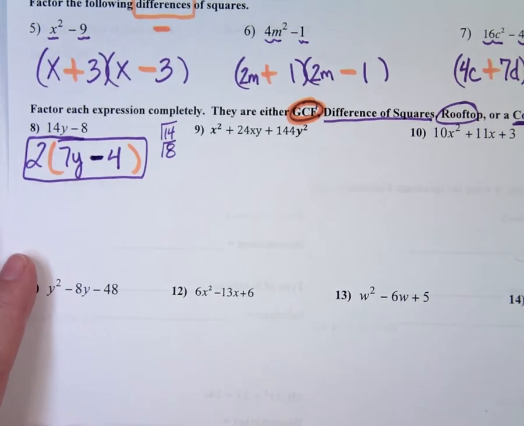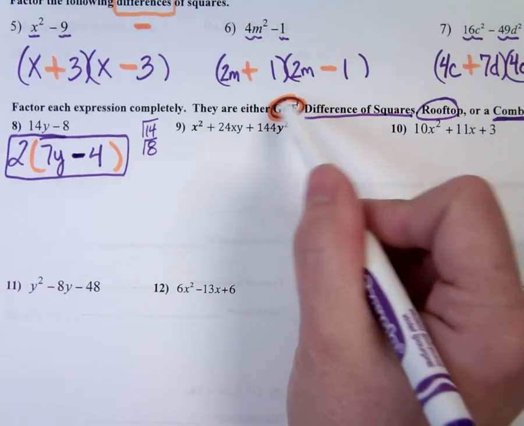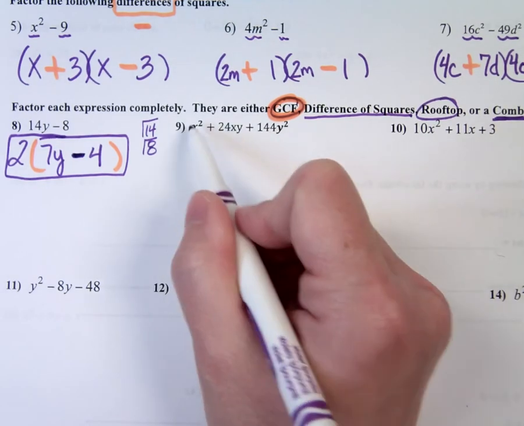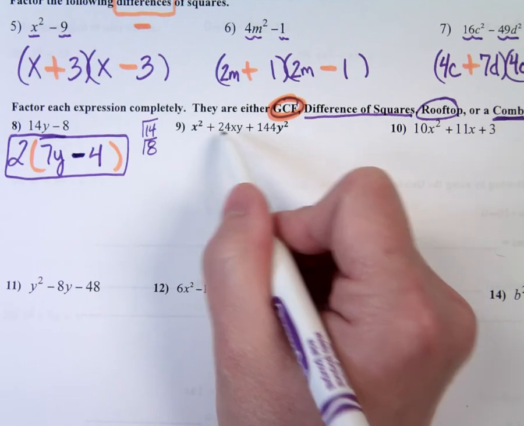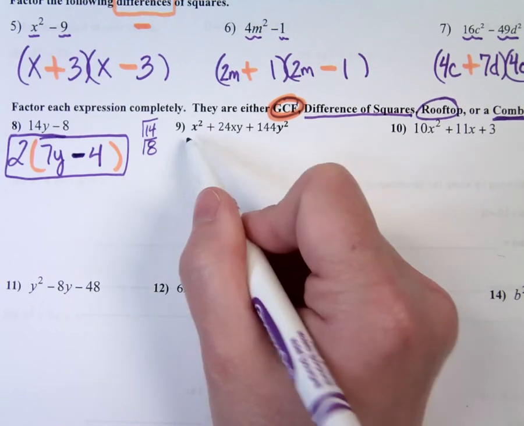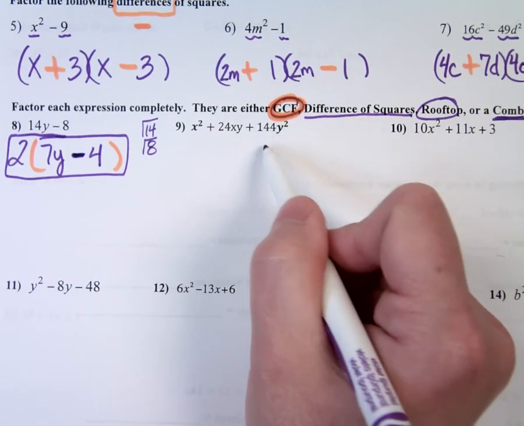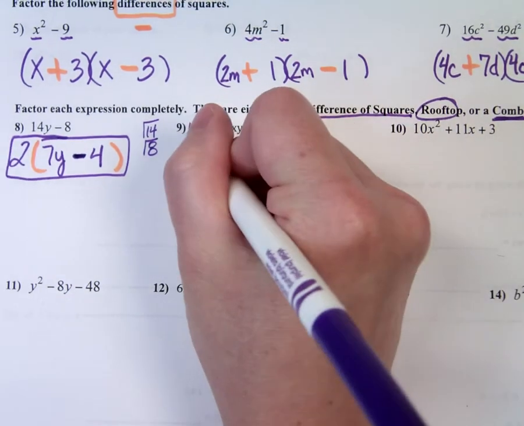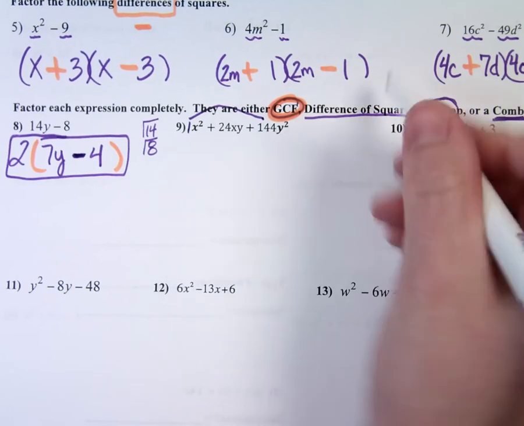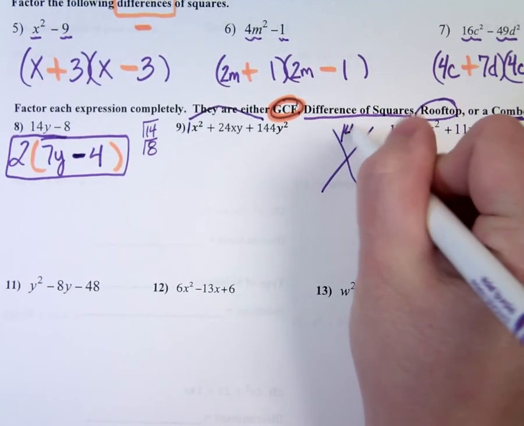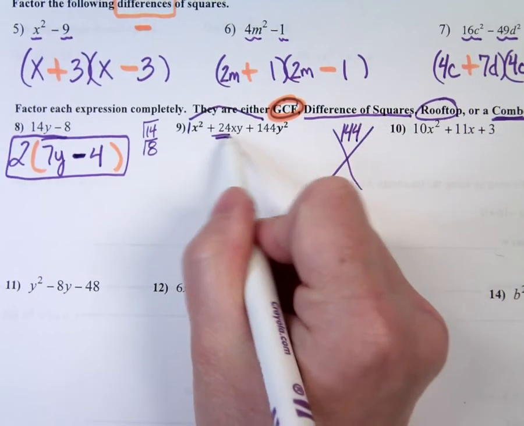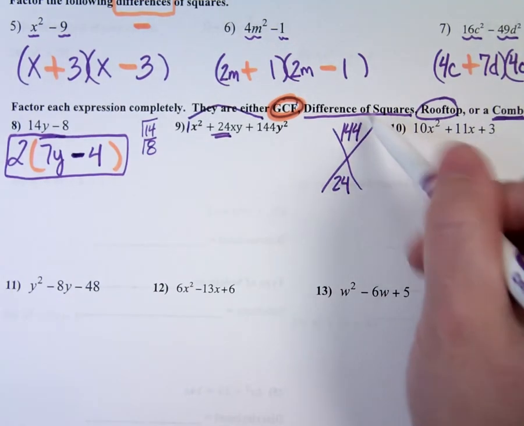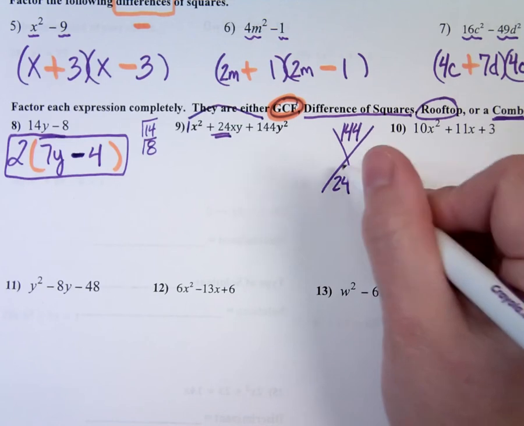Okay, number 9. First thing I look to see is, do I have a GCF? Nothing goes into 124 and 144 besides the 1. And then they don't all have x's, and they don't all have y's. Okay, so no GCF. And then it's got 1, 2, 3 terms, so I'm going to do rooftop. So my a is a 1. So what's a times c? 144. I want them to add to be the 24 in the middle. So what 2 numbers multiply to be 144 that add to be 24?